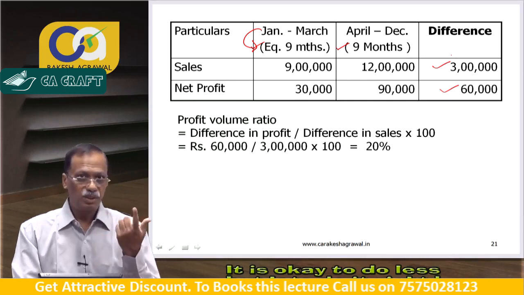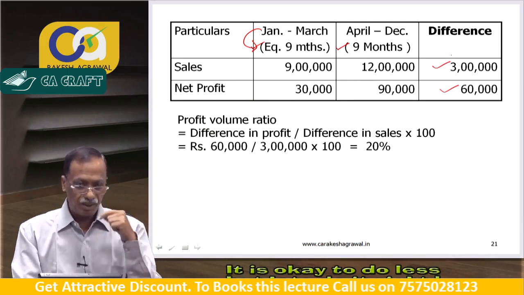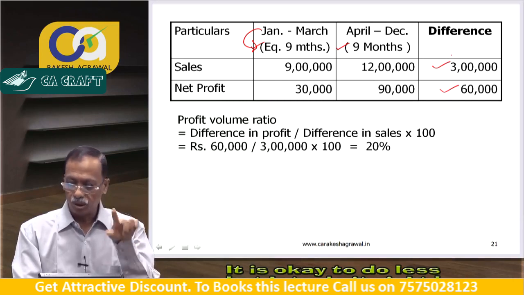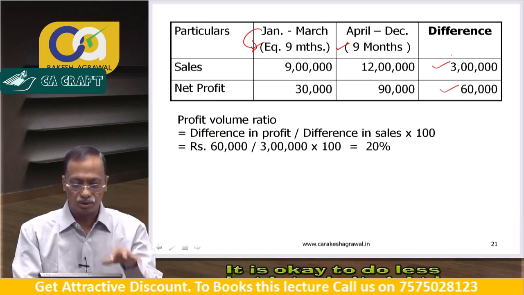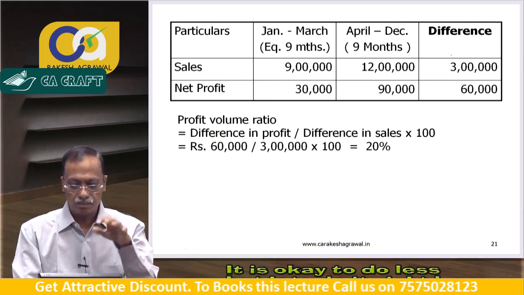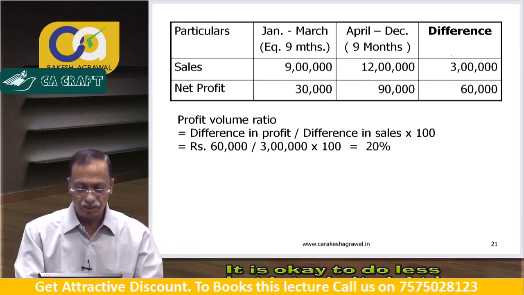Now using PV ratio, we'll multiply PV ratio with sales, you will get contribution. Contribution minus profit, you will get fixed cost. So we'll calculate fixed cost now. Okay, once PV ratio is calculated, 20%.